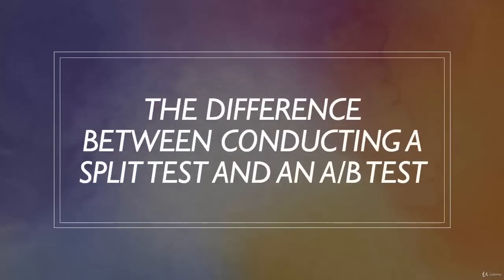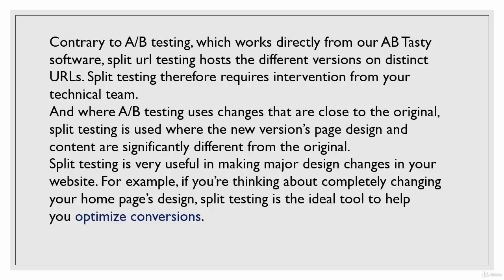The difference between conducting a split test and an A/B test: contrary to A/B testing, which works directly from our AB Tasty software, split URL testing hosts the different versions on distinct URLs. Split testing therefore requires intervention from your technical team. Where A/B testing uses changes that are close to the original, split testing is used where the new version's page design and content are significantly different from the original. Split testing is very useful in making major design changes in your website.